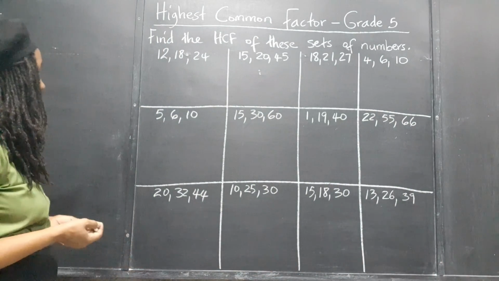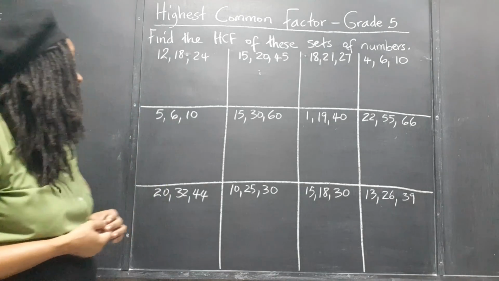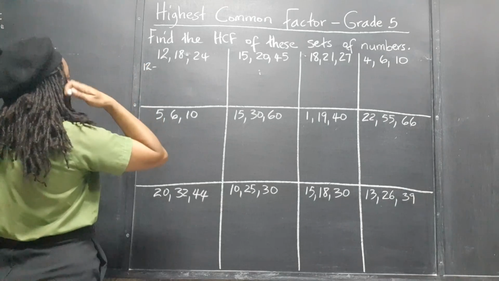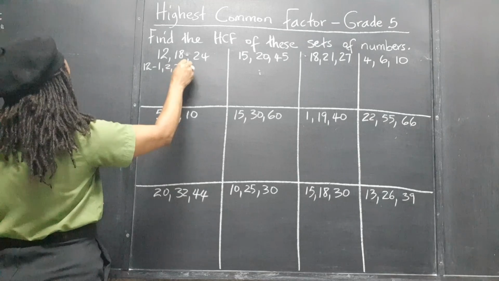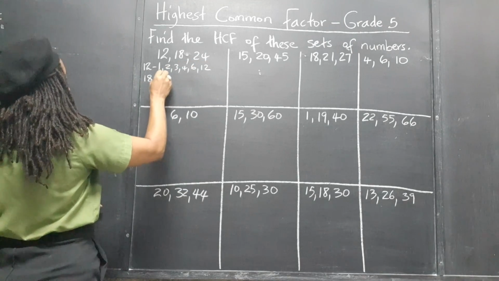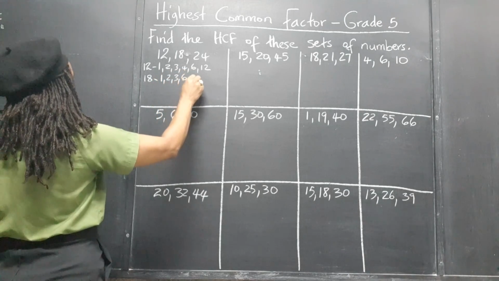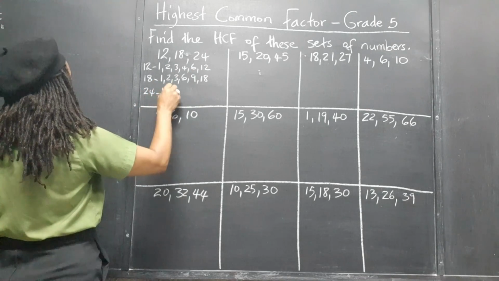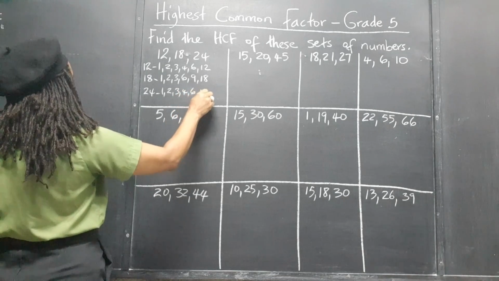So let's see, we have 12, 18, and 24. Let's list out the factors of 12. What are the numbers that can go into 12? We know 1, 2, 3, 4, 6, and 12. For 18: 1, 2, 3, 6, 9, and 18. And for 24: 1, 2, 3, 4, 6, 12, and 24.